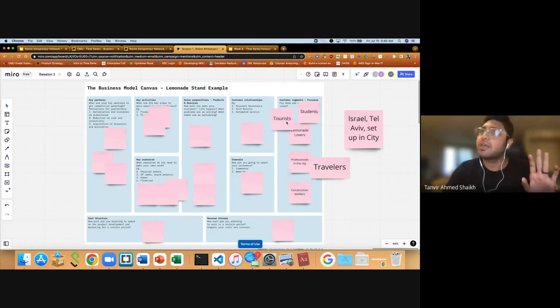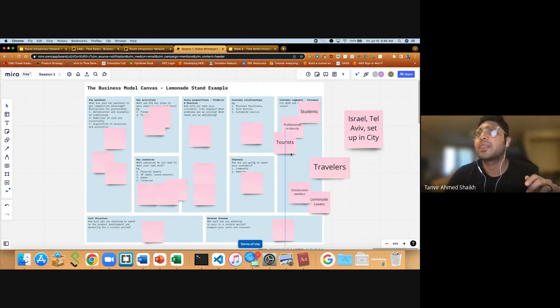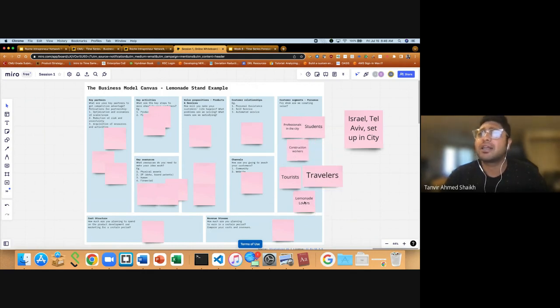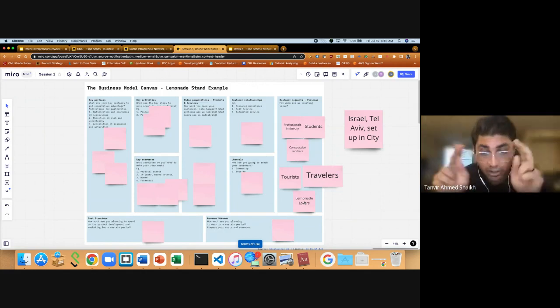So, say we can have tons of them. Of course, we need to prioritize who we are going for. So, let's say that professionals are going to come in every day. Students are going to come in every day, right? Then tourists and travelers, they are the same, so I'm putting them here. Construction workers are going to be there every day. So, let me put them as our second priority, and then lemonade lovers, definitely, okay, they can come here. So awesome. So these are our customers. Now we have it on the map.